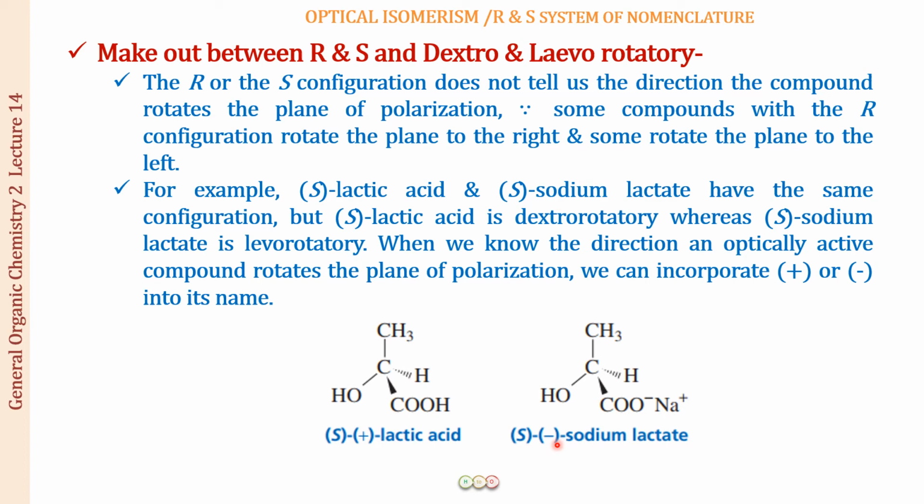Okay, so we do not have any way to find out whether it is going to be dextro or levo except by putting the compound in the polarizer. A compound may be R, it can be dextro, it can be levo. A compound may be S, it may be dextro, it may be levo. So you have to remember this, very important.